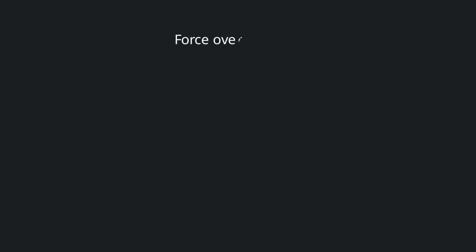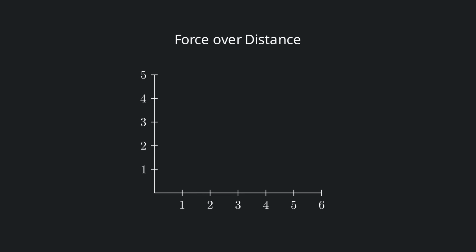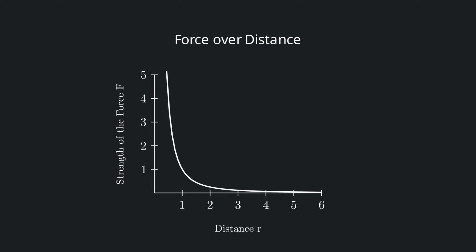I now want to show you the force over distance diagram. On the y-axis we have the strength of the force F, and on the x-axis we have the distance r. What we can see in this diagram is how the force falls off as we increase the distance between the two particles. So this diagram is a nice way to visualize how fast the force is decreasing when you move the two particles away from each other.